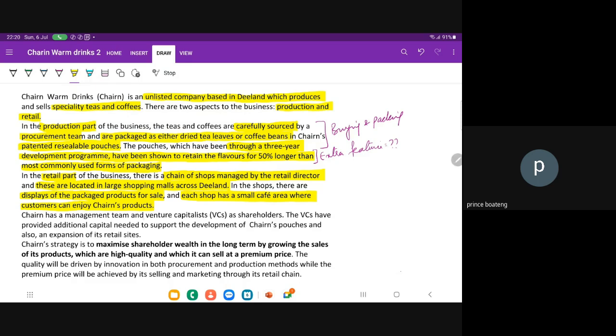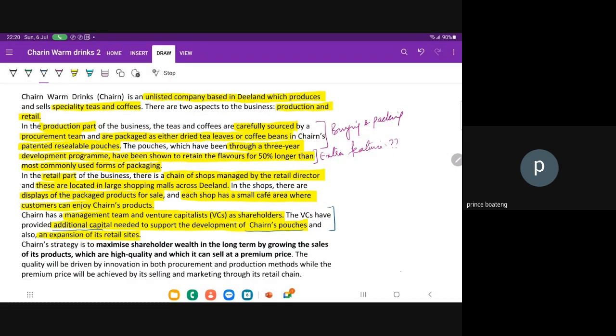The company has a management team and venture capitalists as shareholders. The venture capitalists have provided additional capital needed to support the development of the company's pouches and also an expansion of its retail sites. Now, this is an important piece of information because you have received some additional capital, for what?